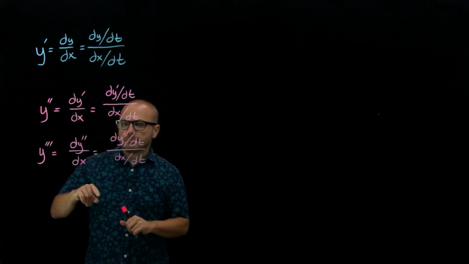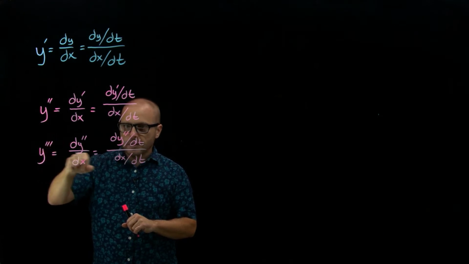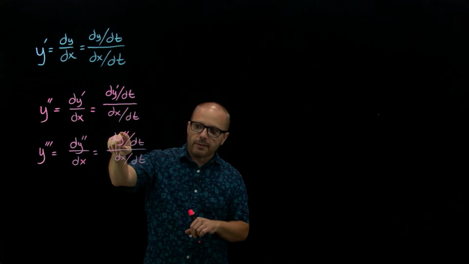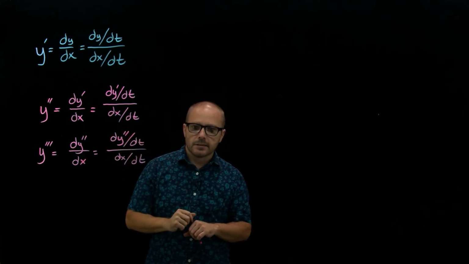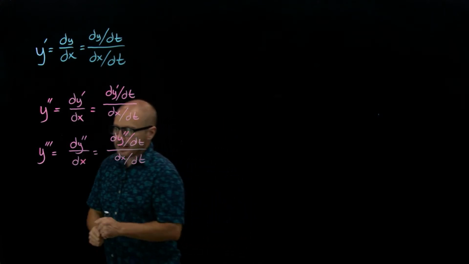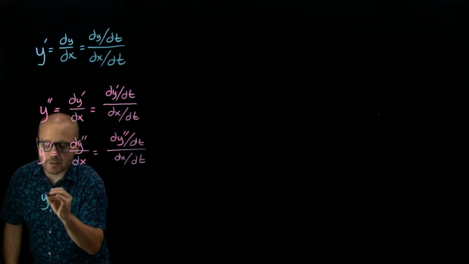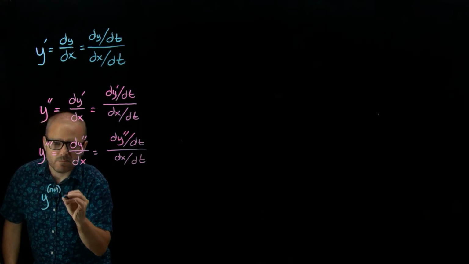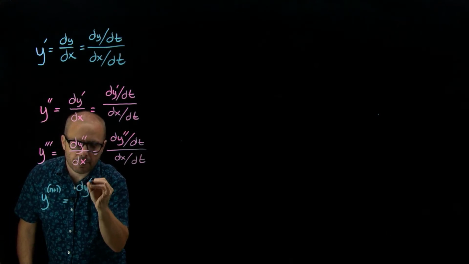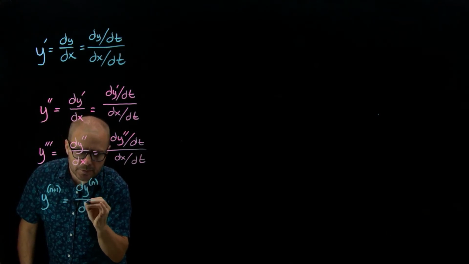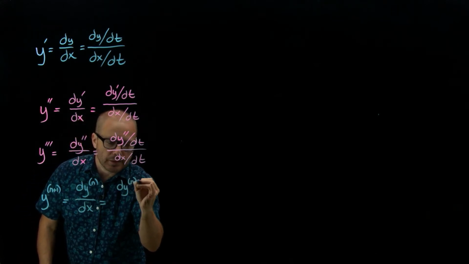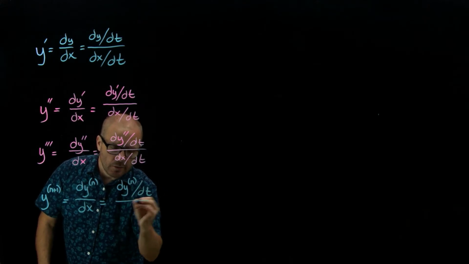And in general, to get whatever derivative you want, it'll be one less there. So if you want the 10th derivative, it'd be the 9th derivative of y with respect to t over dx/dt. But the key is that the bottom is always dx/dt. So if you wanted the (n+1)th derivative, it would be the nth derivative of y with respect to x, which would mean the nth derivative with respect to t of y over dx/dt.